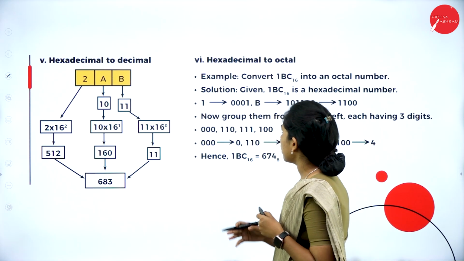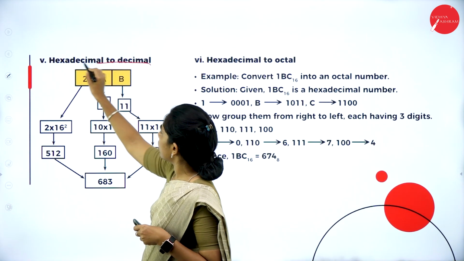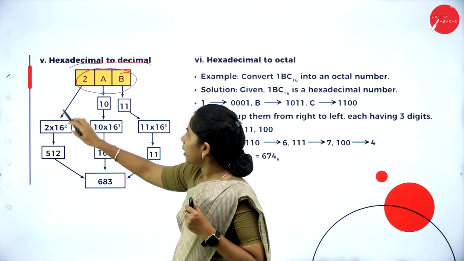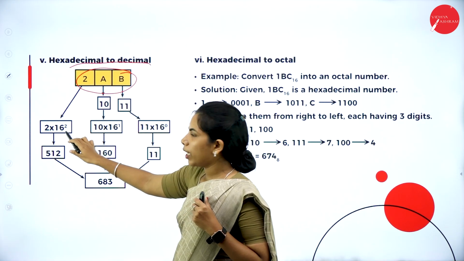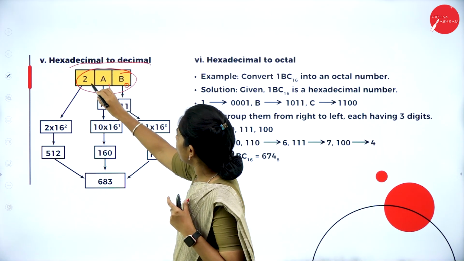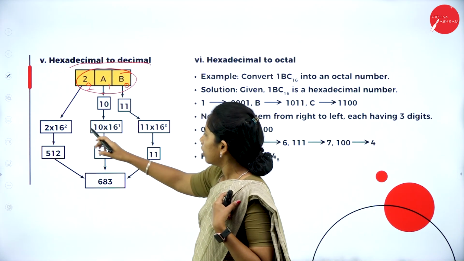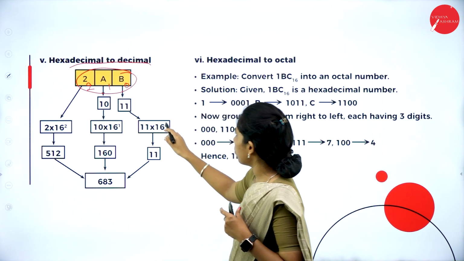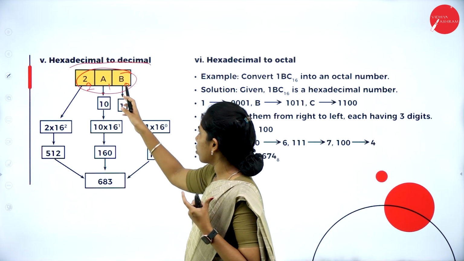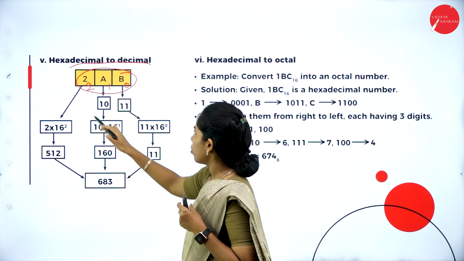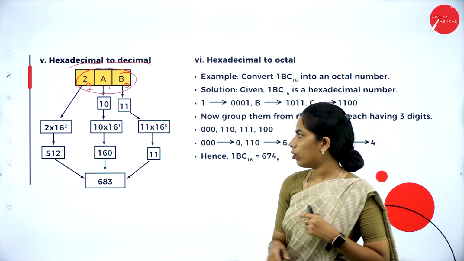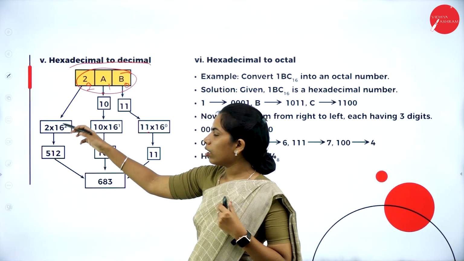Got it? So let's see some more examples. Again hexadecimal to decimal. In hexadecimal they have given the number 2A, and I have to convert it to decimal. It is in hexadecimal format, right? So this is in position 0, this in position 1, and this in position 2. That's why 16 power 2, 16 power 1, 16 power 0. A means 10 in decimal and B means 11. So 2 into 16 power 2, 10 into 16 power 1, 11 into 16 power 0, and also 2 into 16 power 2.